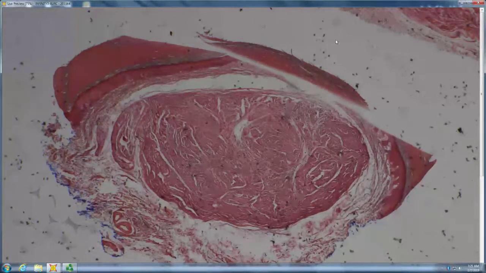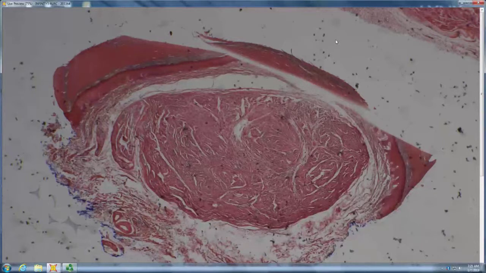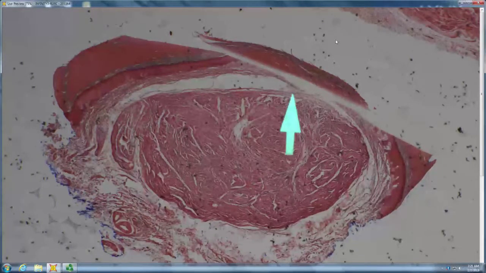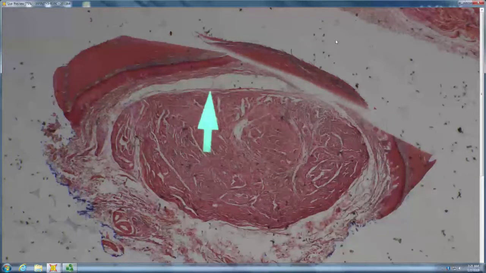The one thing they commonly are not is palisaded, encapsulated, or a true neuroma. But the name stuck anyway. This particular one is encapsulated. Actually, you can see a little capsule there, but they're often not. That one's a little pale. We're going to skip that.